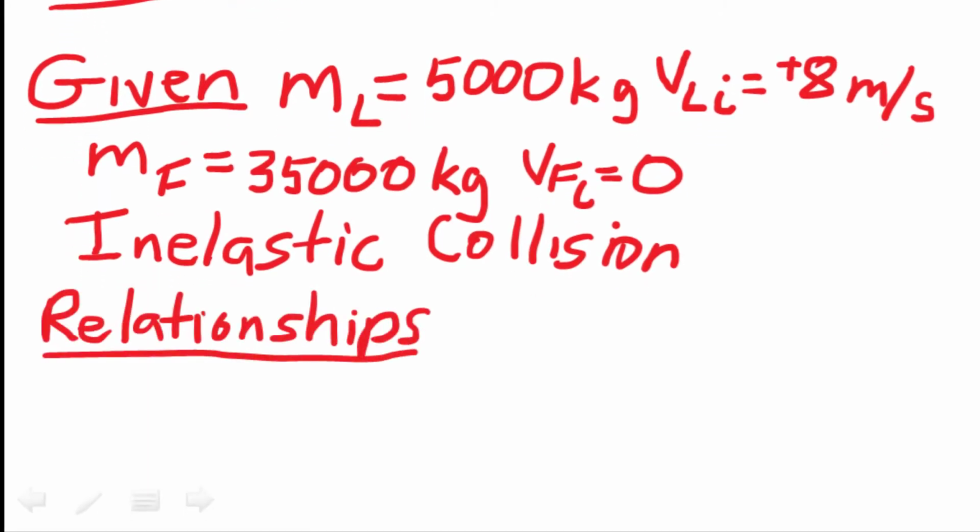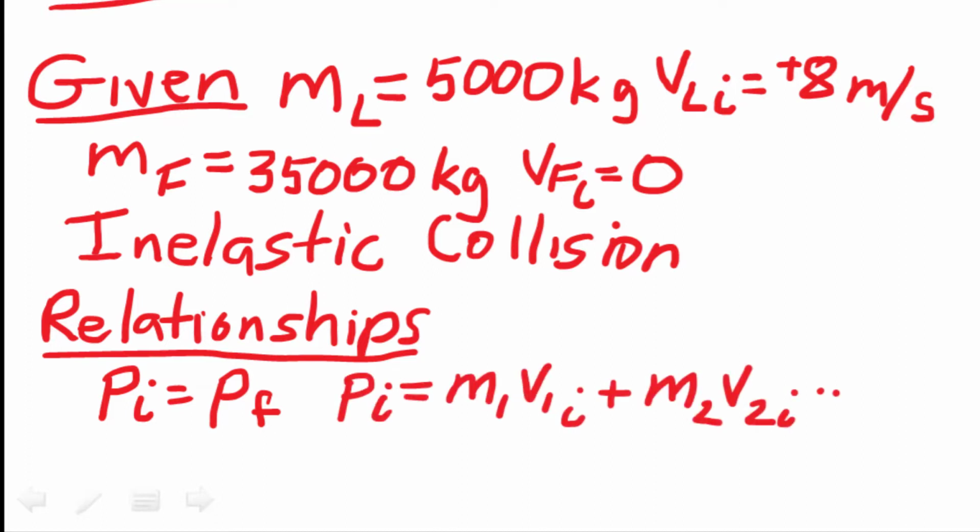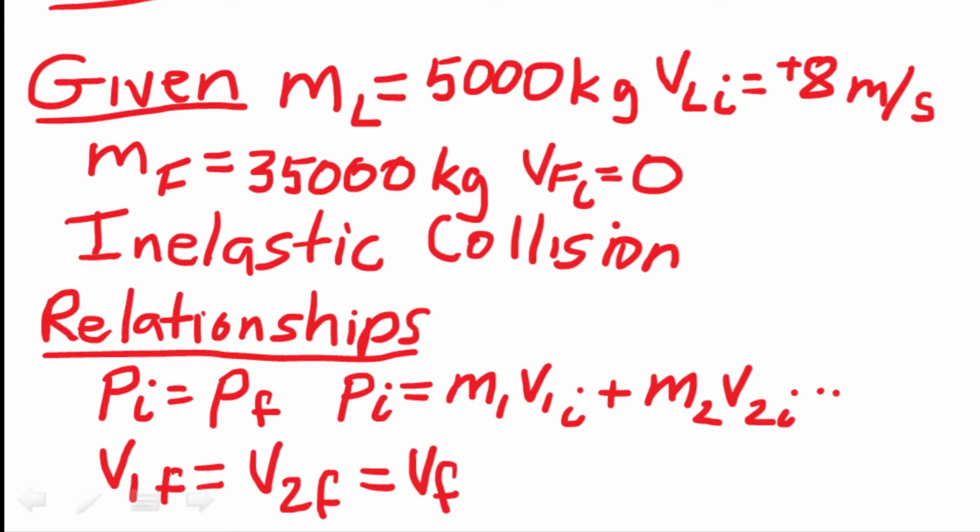Let's look at our relationships here. In a collision, we know that for that brief instant that the two objects are colliding, there is no external impulse, so we know that the initial momentum is equal to the final momentum. We know that the initial momentum is the sum of the momenta of each of the individual objects. And in an inelastic collision, we know that the final velocity of our objects are the same as each other. So we're just going to call that a single final velocity.